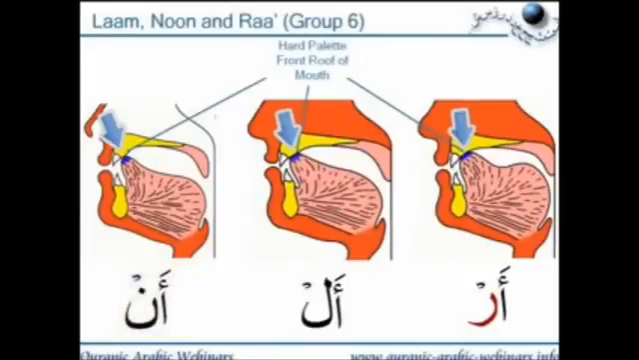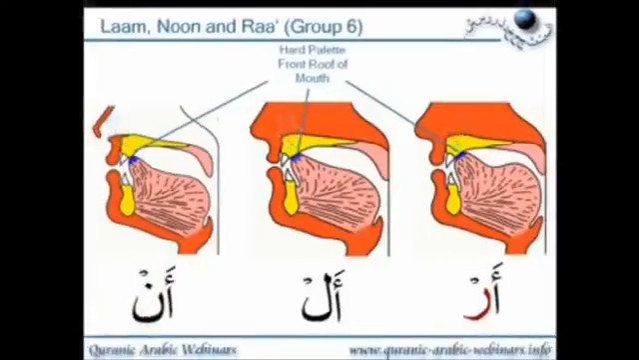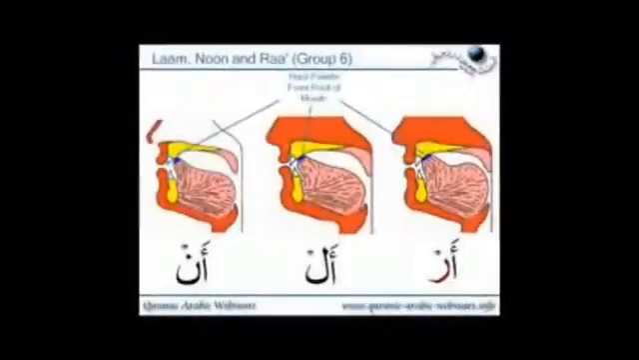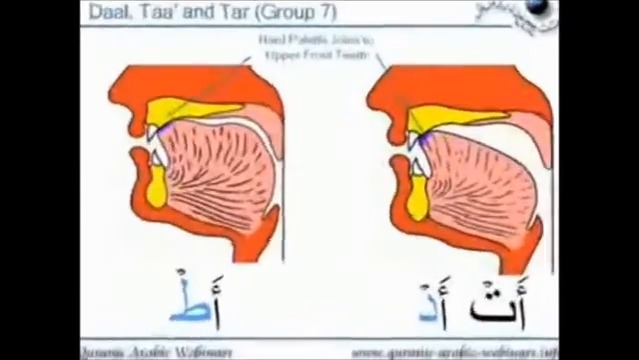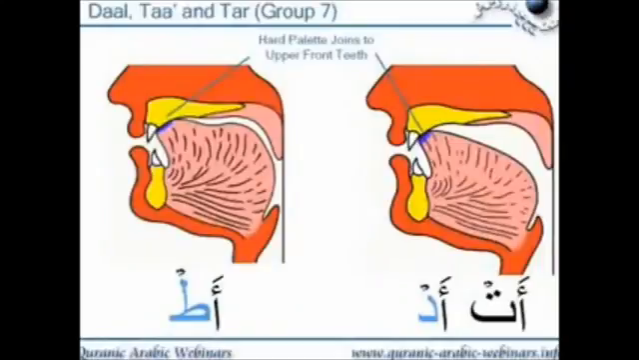So it's ar, al, an. Group 7 is where the tip of the tongue is touching where the gums meet the front upper teeth, and your tongue will be slightly going on to the teeth itself. And the 3 letters in this group are ta, dal and ta.